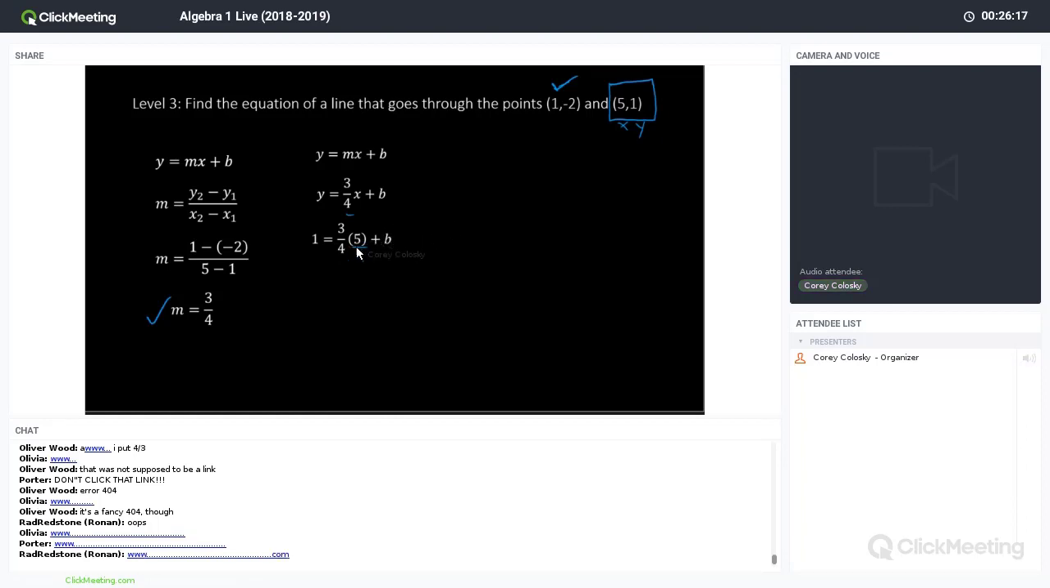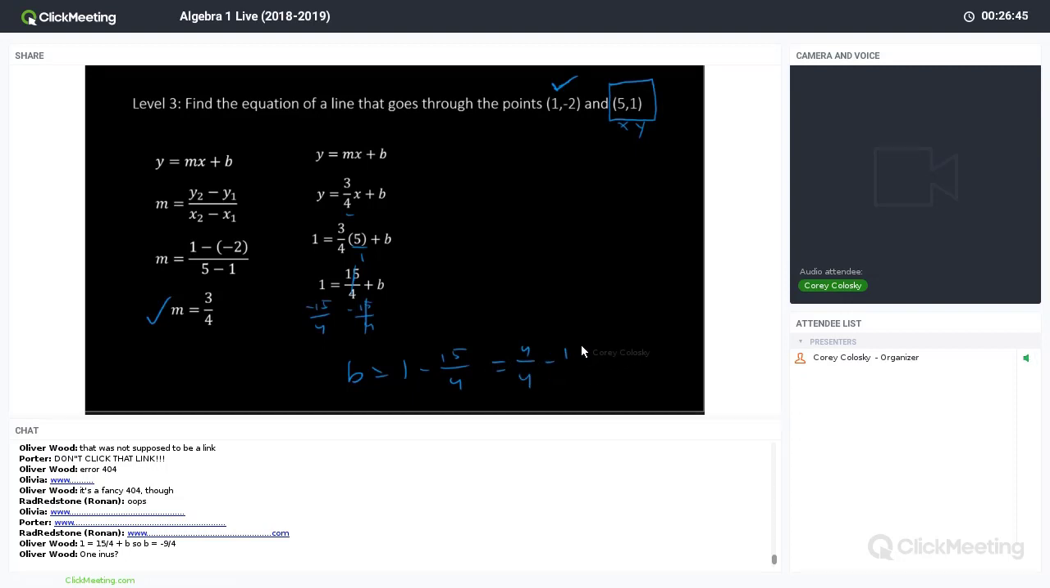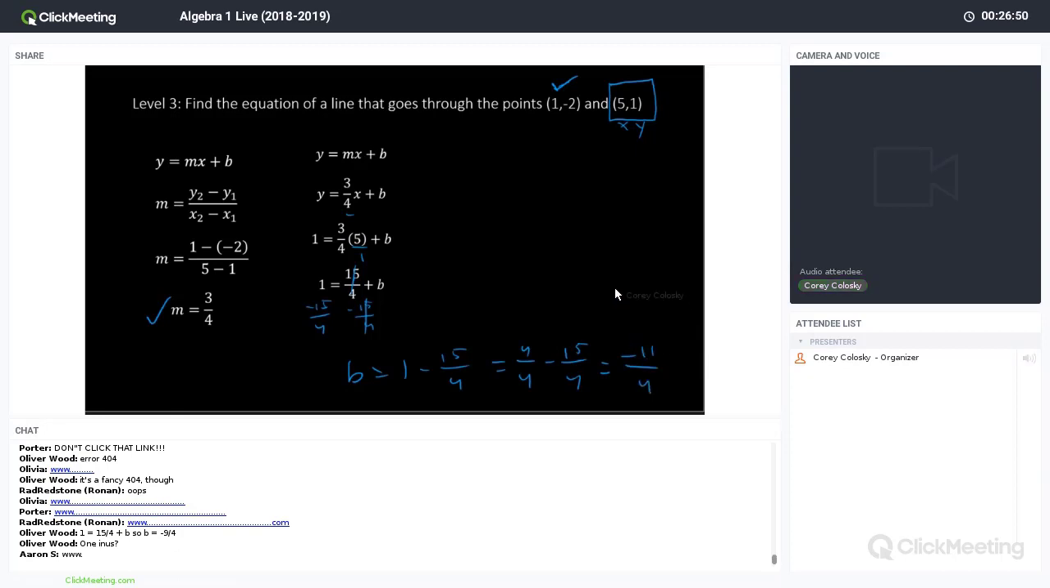So we solve this for b. 3/4 times 5. 3 times 5 is 15, 4 times 1 is 4. So that's 15/4. And now to solve this for b, we just subtract the 15/4 from both sides. So make sure you know how to add and subtract fractions. We're assuming at this point you're at least decent with that. So what we have is b equals 1 minus 15/4. And 1 is the same thing as 4/4. We need a common denominator. 4 minus 15 is -11/4.